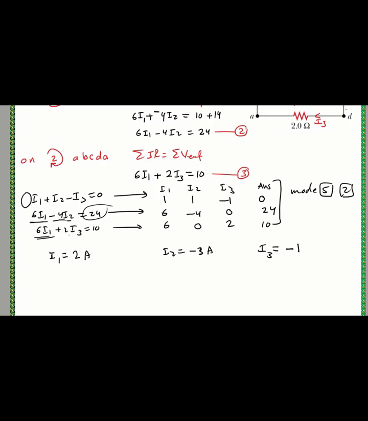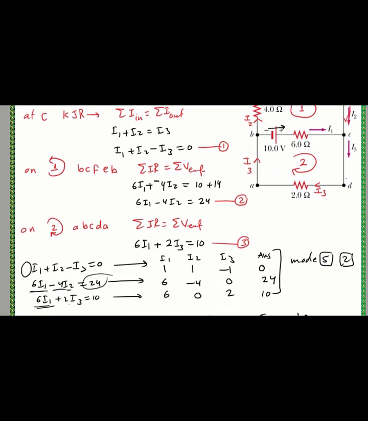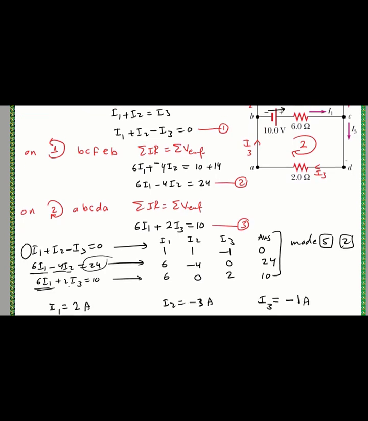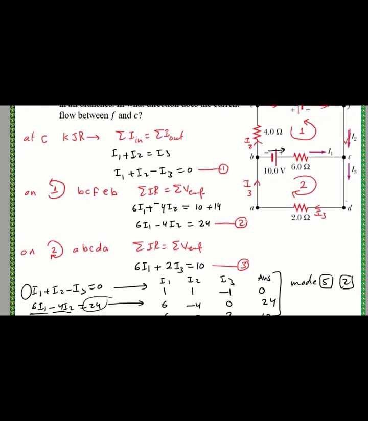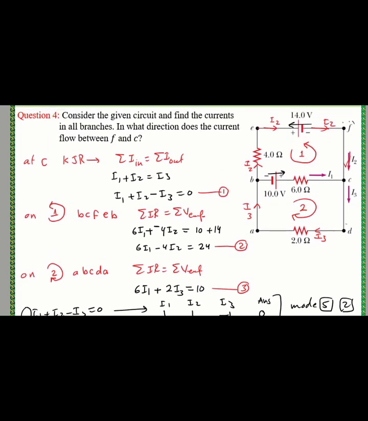Means that I3 should be in the opposite direction and I2 should be in the opposite direction. So I3 should be from D to C and I2 should be from C to F.